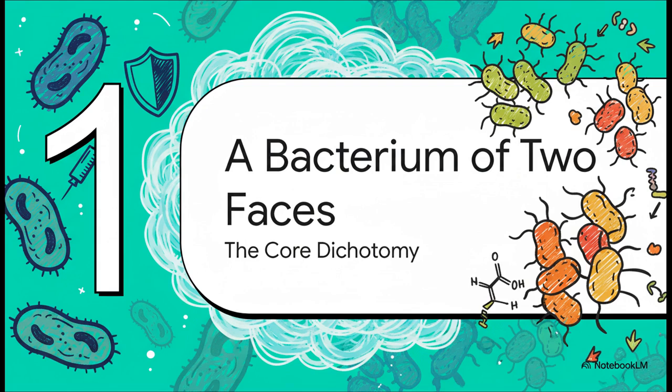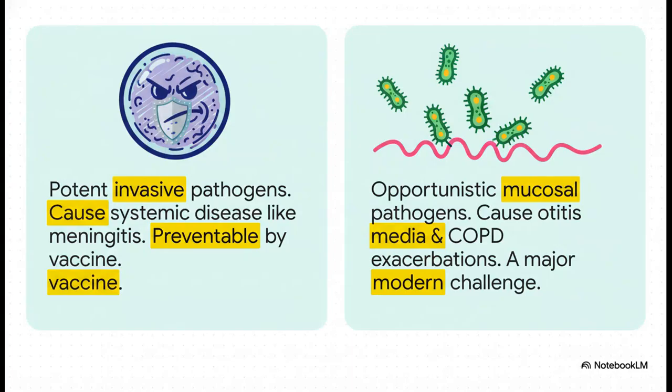And look, to really get a handle on Haemophilus influenzae, you absolutely have to understand this one core concept first. It defines pretty much everything about its clinical impact. This slide just lays it out perfectly. You've got these two completely different personalities in a single species. On one hand, you have the encapsulated strains. Think of them as the classic invasive villains, like serotype B.